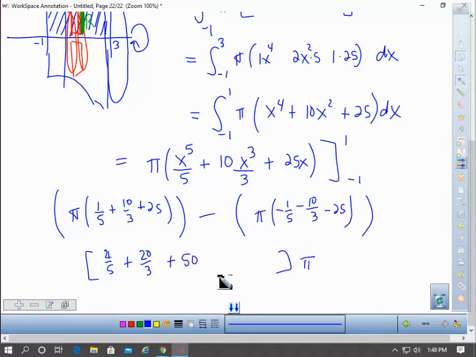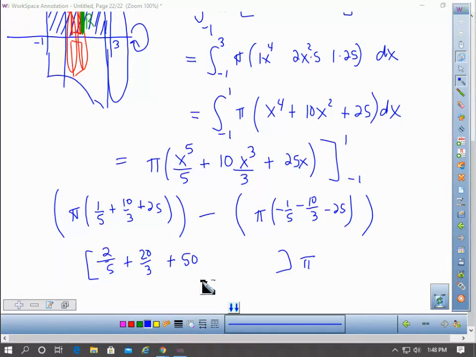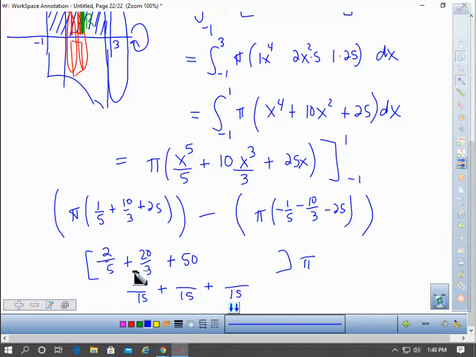So my final answer is all of that, which is a 2/5, because 1/5 and 1/5 is 2/5. So I've got to add all this together. I'm doing this by hand to show it to you first. So I'm going to write all these as 15ths, because that would be my common denominator.